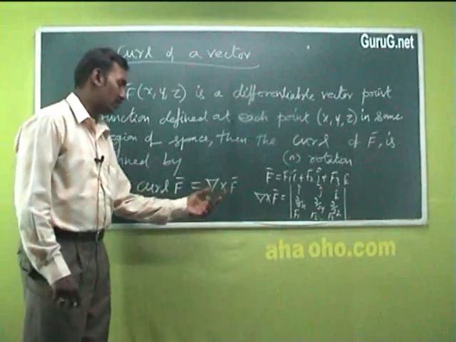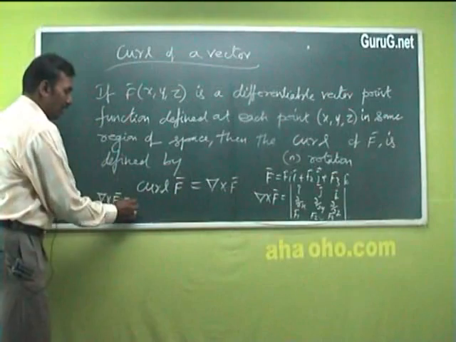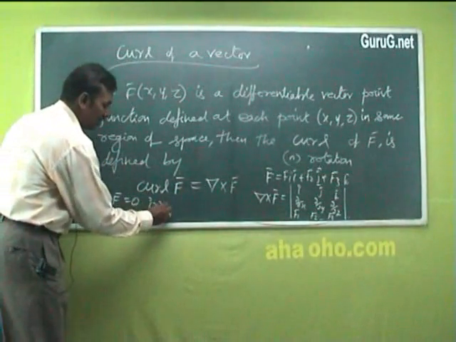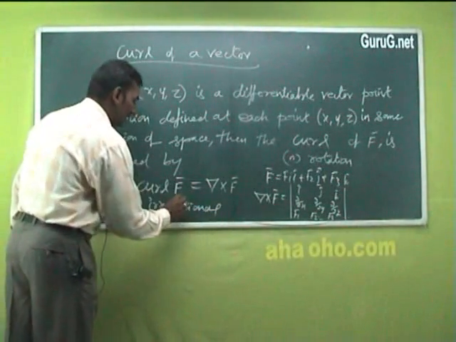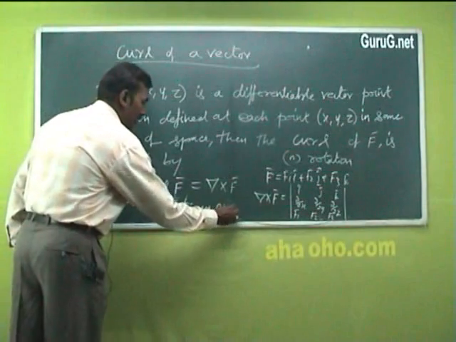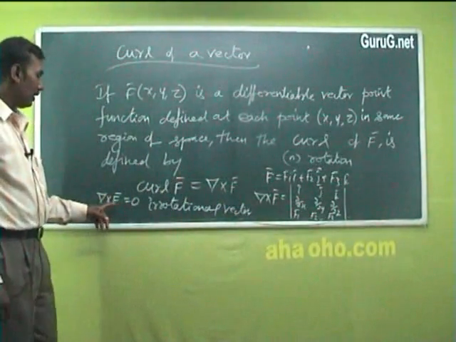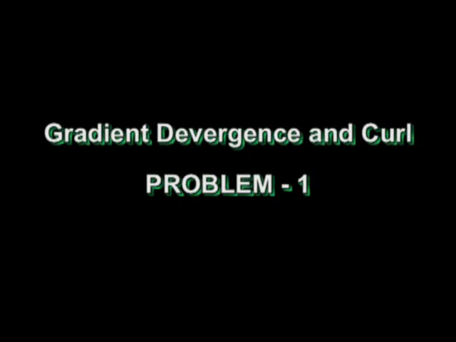Suppose this del cross f is equal to 0. Then the f vector is called what? An irrotational vector. So if the value of del cross f is 0, then the f vector is called an irrotational vector.